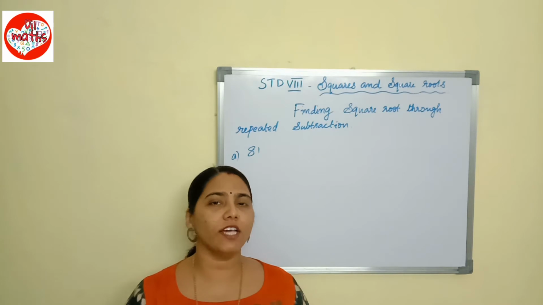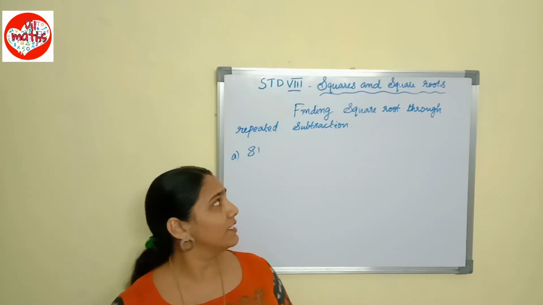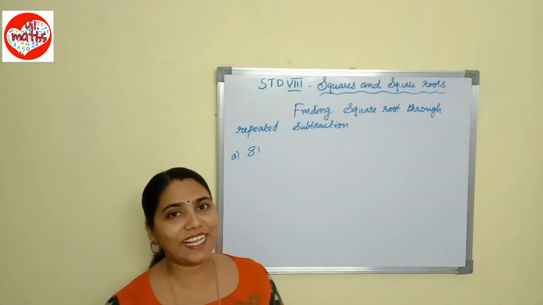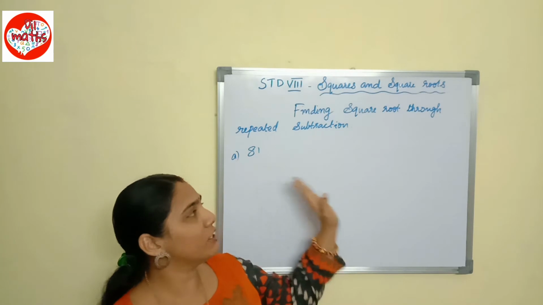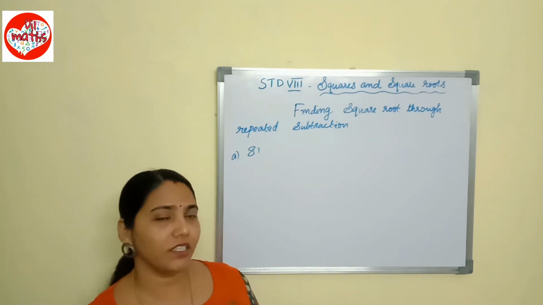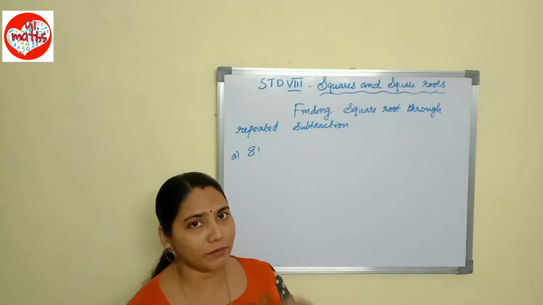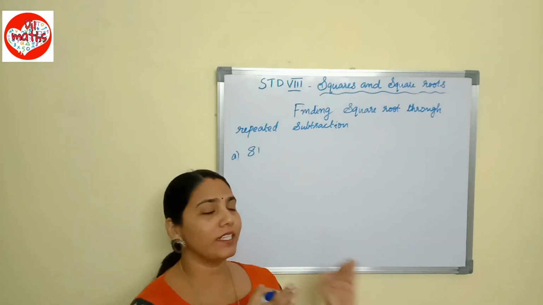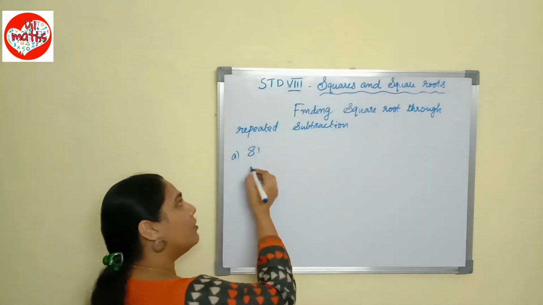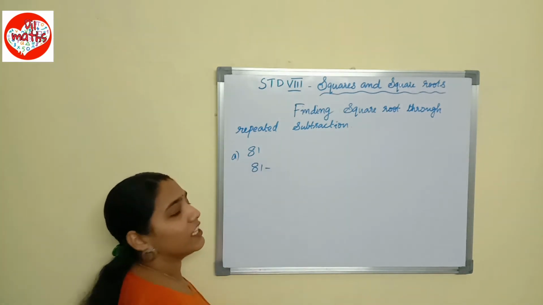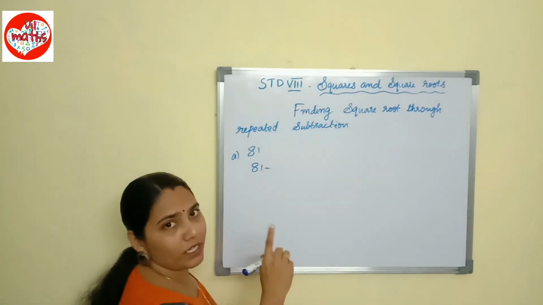How to find out the square root of a number? By using repeated subtraction. Okay. So first I took the number 81. So what we should do here? We should find out the square root through repeated subtraction. Okay. So from where we should start? We should start from the odd number 1. From that we should subtract. That means I'll explain to you how to do it. So first step is we should take the first odd number. Which one is the first odd number? 1 is the first odd number, isn't it?